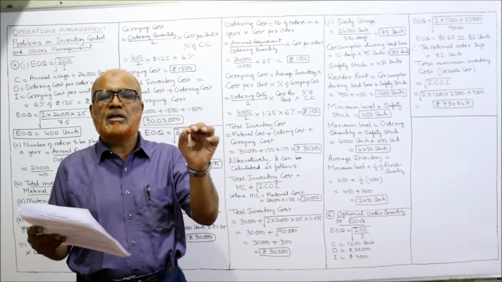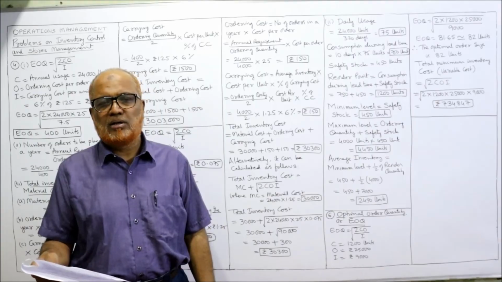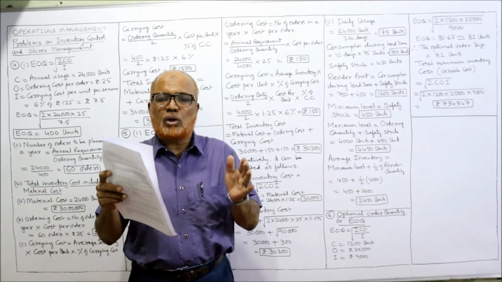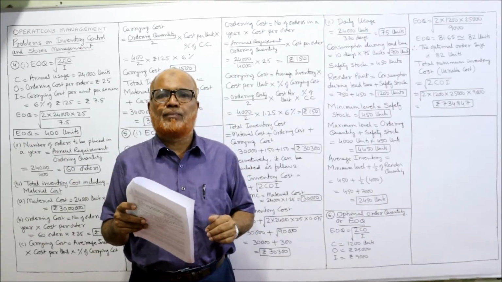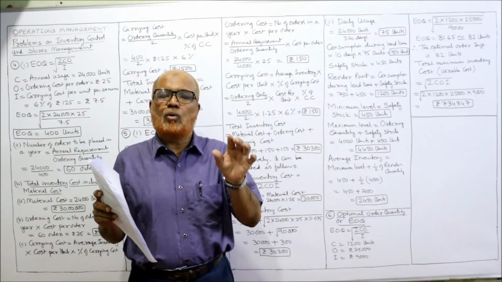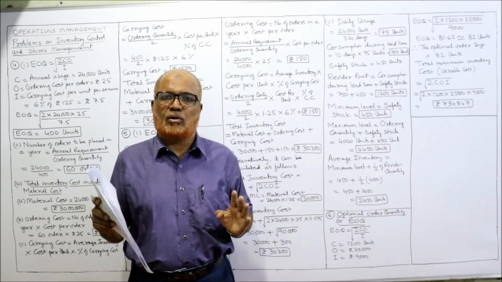Optimal order quantity means EOQ. And the total minimum inventory cost. In this problem, the material cost is not given. The actual cost of each computer is not given. So we cannot include the cost of the computer. We need only variable cost. Variable cost consists of ordering cost and carrying cost. Right?